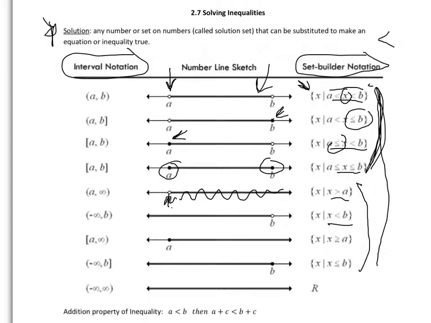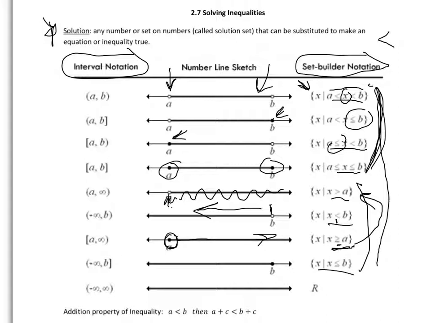X is less than b, well, start at b, but because we have less than b, not less than or equal to, we're not including b, so we have an open circle, and we're shading this way on the number line. And then same thing here, x is greater than or equal to a. The only difference between this and this one up here is the equal to. So now we're including a, so we have a closed circle, and we're shading to the right as well. And then same thing down here.